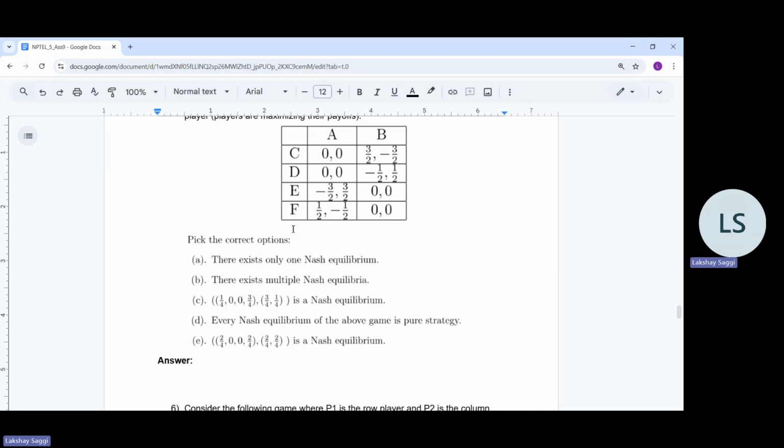so it will not be a Nash equilibria. Here also, the row player does not have any incentive to switch, but the column player has an incentive to switch from minus half to 0. So in all the cases, at least one of the players has an incentive to switch. So as can be seen, there is no pure strategy Nash equilibrium in this game.